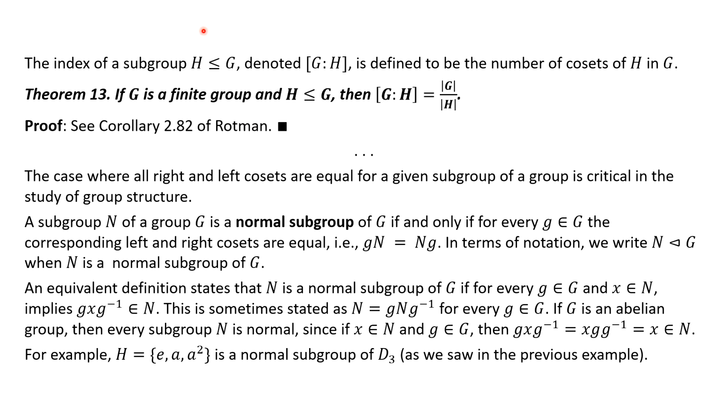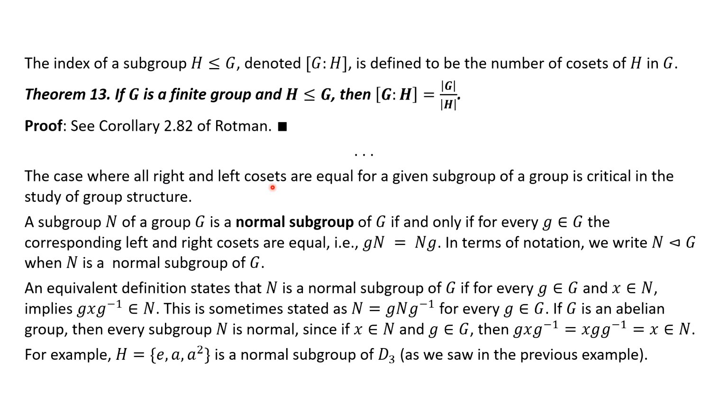The index of a subgroup H within group G, denoted by this notation here, is defined to be the number of cosets of H in G. And we have a theorem: if G is a finite group and H is a subgroup of G, then the index of H within G is just the quotient here, the number of elements in G divided by the number of elements in H. And I'll give you a link here to the proof. It's in a book I mentioned a few times now by Rothman. So I'll put the link to that in the information to this video.